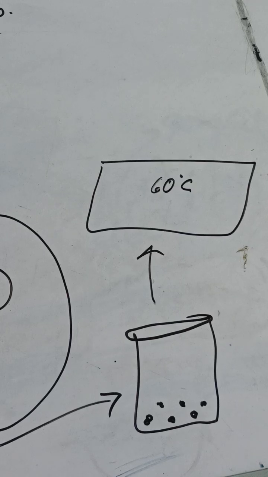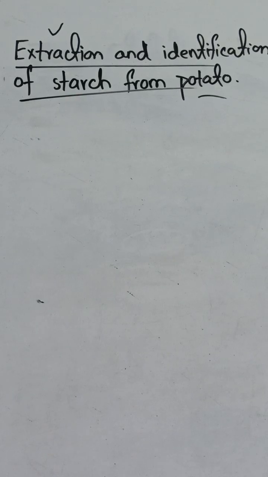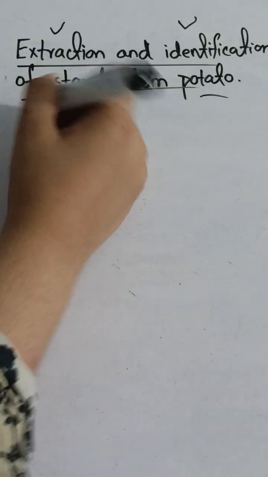After that we have to check whether this is starch or not. So we will perform the iodine solution test on it. So far we have performed our first step, which is the extraction of starch. We have successfully extracted starch from the potato. Now starts step number 2, which is the identification of whether it is starch or something else. To identify that it is starch, we will perform a test which is called the iodine solution test.